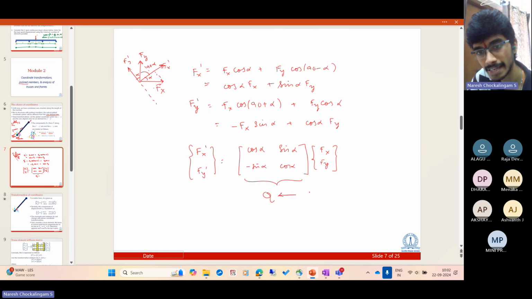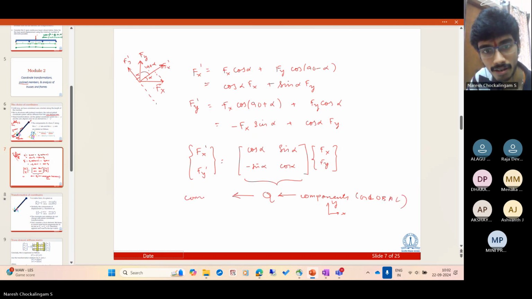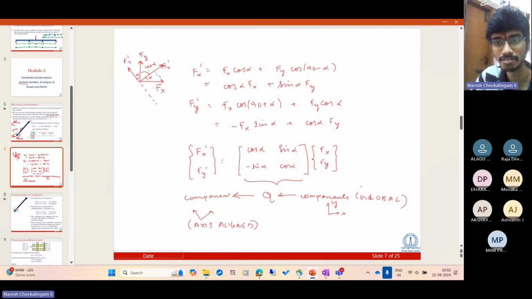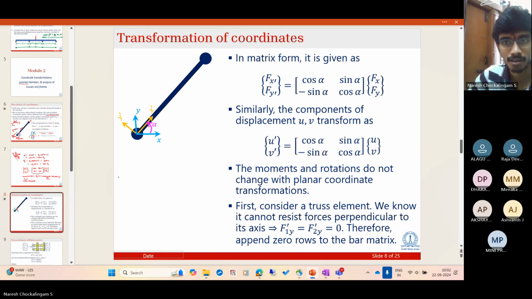So the Q matrix takes in the components in xy coordinates, the components in global coordinates, and returns the components in axis aligned coordinates. This direction is important. Q takes in the components from the global coordinates and returns the components in the axis aligned coordinates. So that's what I have done here. fx dash is given by this relationship, and you call this matrix Q.